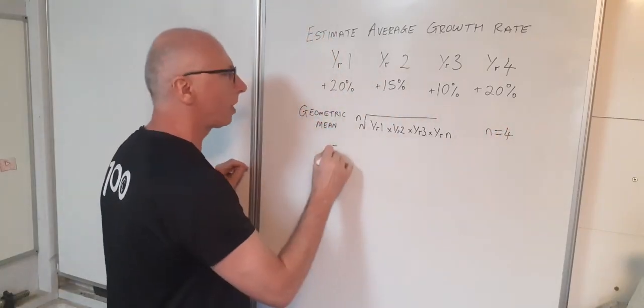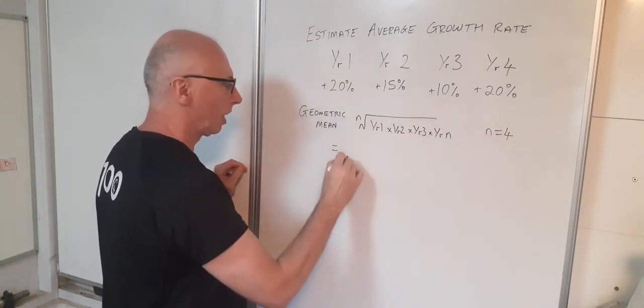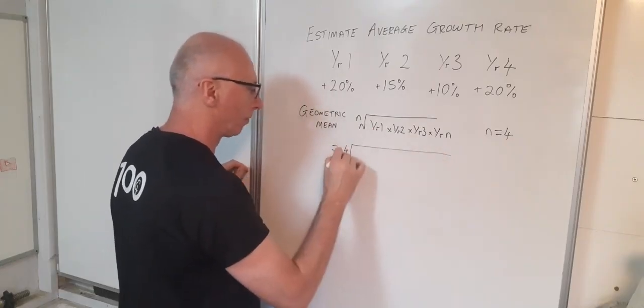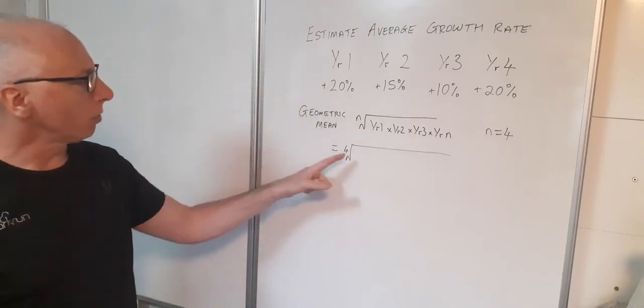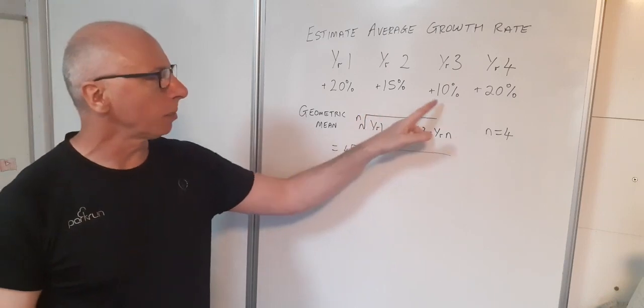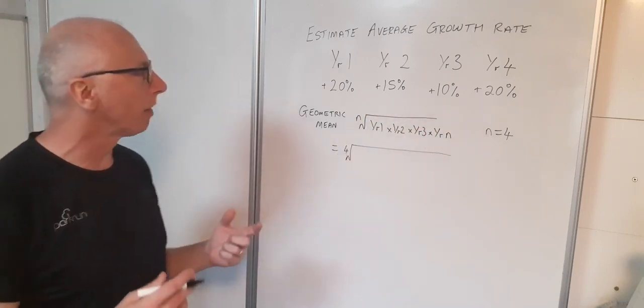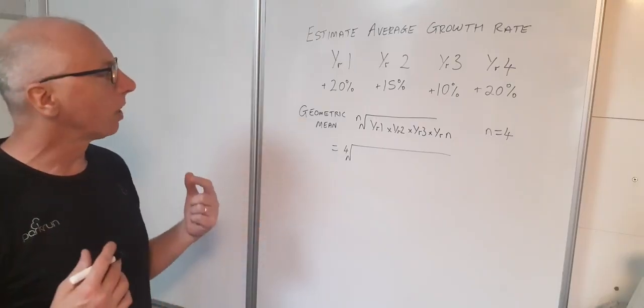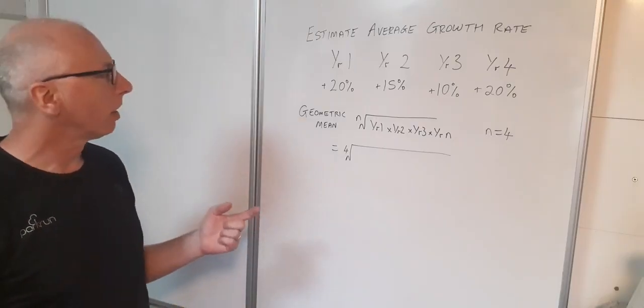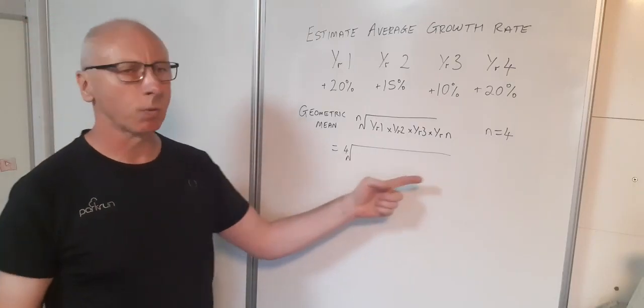So what we want for this set of numbers is the 4th root, and then what we don't do is put in our 20%, 15%, 10%, 20%. That would lead us down the wrong way. What we want is a multiplier in terms of a decimal to lead us to the correct answer and the correct input for inside our root.